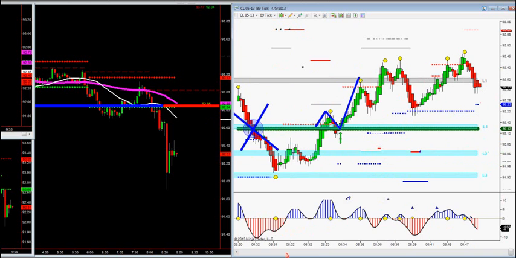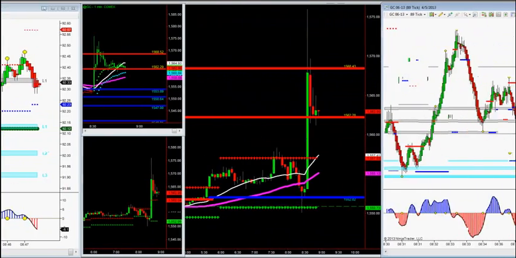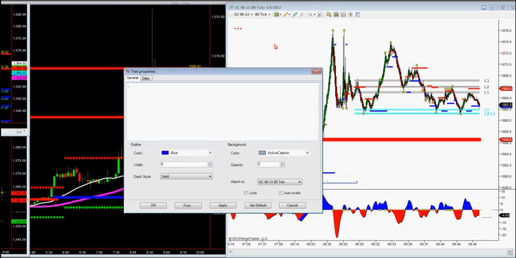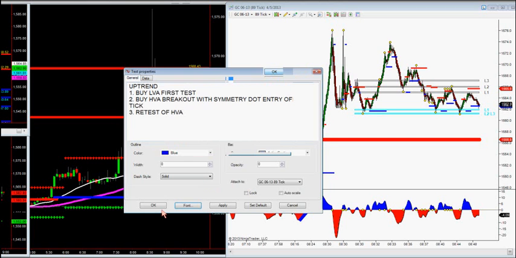Let's go to uptrend. Gerald, go to gold. We look at gold. Gold, called the exact low, look for this big move up. There's only 3 setups we do on gold. Uptrend. 1, we buy LVA first test. 2, we buy HVA breakout with symmetry dot entry off 89 tick. And 3, retest of HVA. Those are the only 3 setups that you do in uptrends. That's it. So the rules are real simple in the room.